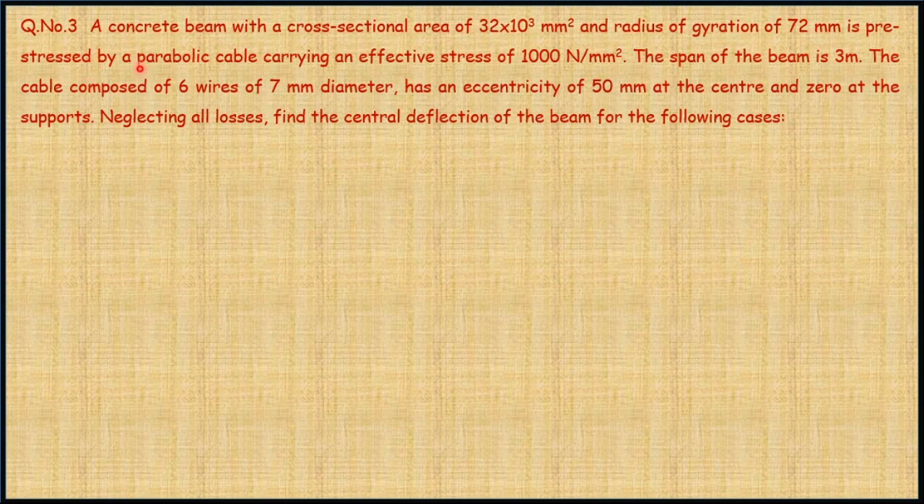Question number 3: a concrete beam with a cross-sectional area of 32 into 10 raised to 3 mm square and radius of gyration of 72 mm is pre-stressed by a parabolic cable carrying an effective stress of 1000 Newton per mm square. The span of the beam is 3 meters. The cable composed of 6 wires of 7 mm diameter has an eccentricity of 50 mm at the center and 0 at the supports. Neglecting all losses, find the central deflection of the beam for the following cases.